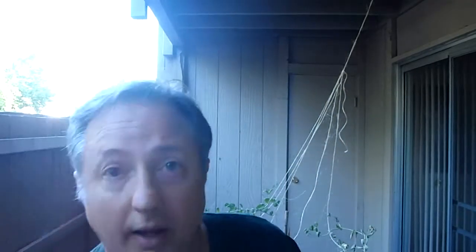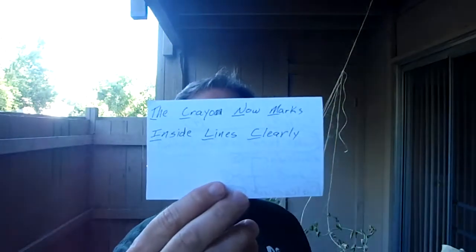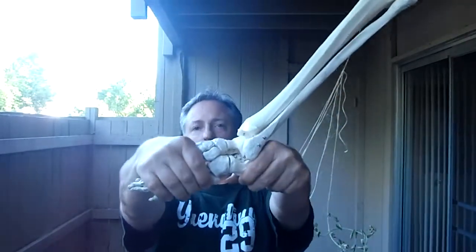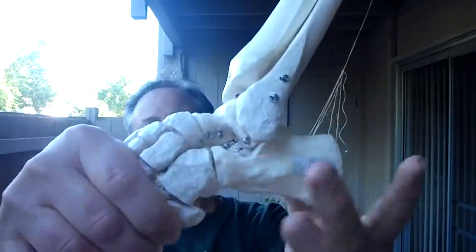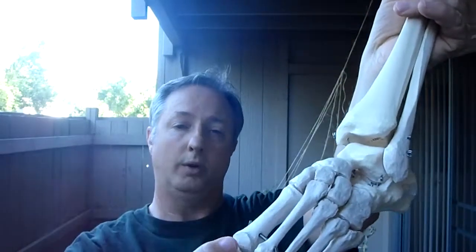Okay, so I may have to read off my card a bit for this next section, but I think it'll be worth it, I hope. So, the foot itself. It's made up of a lot of bones, but they're pretty simple to follow if you know a mnemonic. And your mnemonic is, the crayon now marks inside lines clearly. This mnemonic is just for the bones from here to here. These are your metatarsals, and these are your phalanges, or your digits. So we're not going to worry about these for now, but we're just going to focus on these.